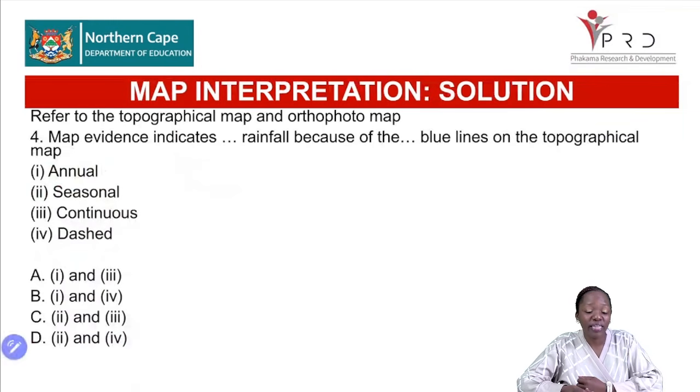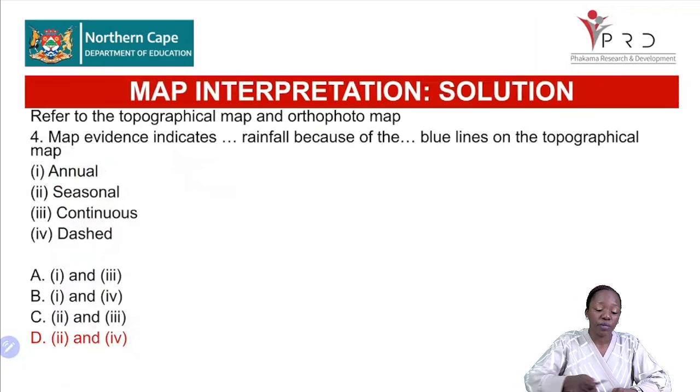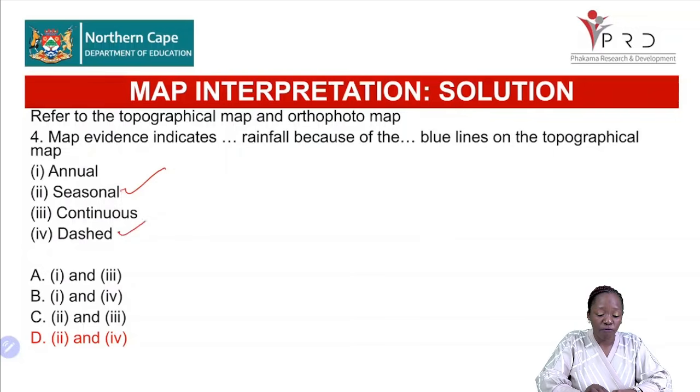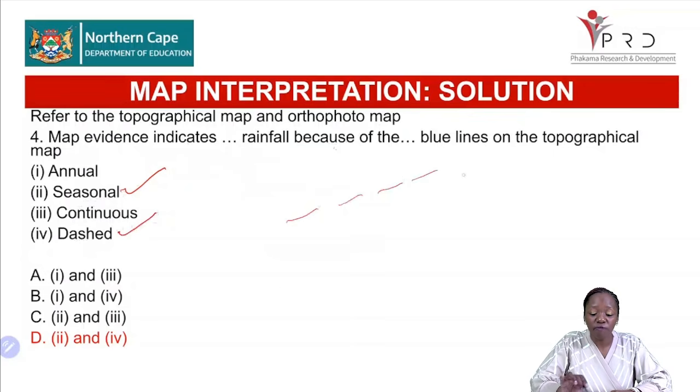We're looking there at our combination. We're looking at Roman figure 2 as well as Roman figure 4, which is D. So looking at your Roman figure 2 as well as your Roman figure 4, it is saying the map evidence indicates seasonal rainfall because of the dashed line. Remember the blue lines that are dashed, it means this area only receives seasonal rainfall. There is a time whereby there is a dry season.